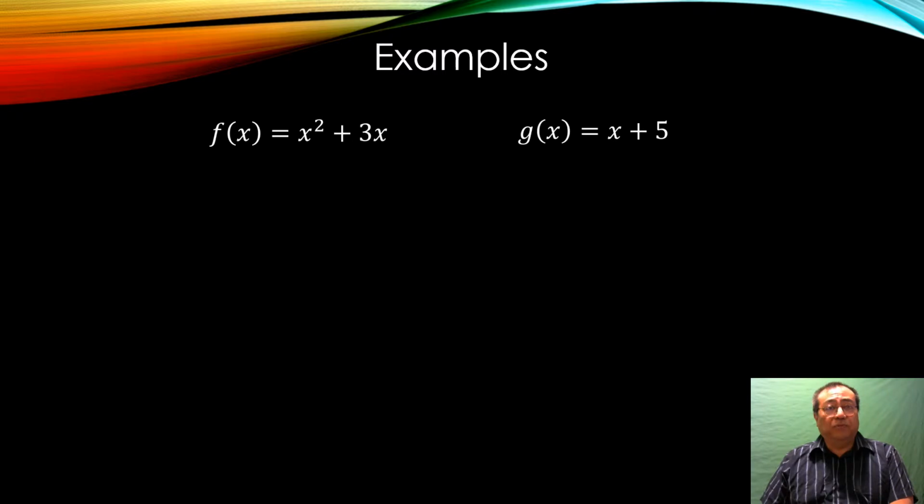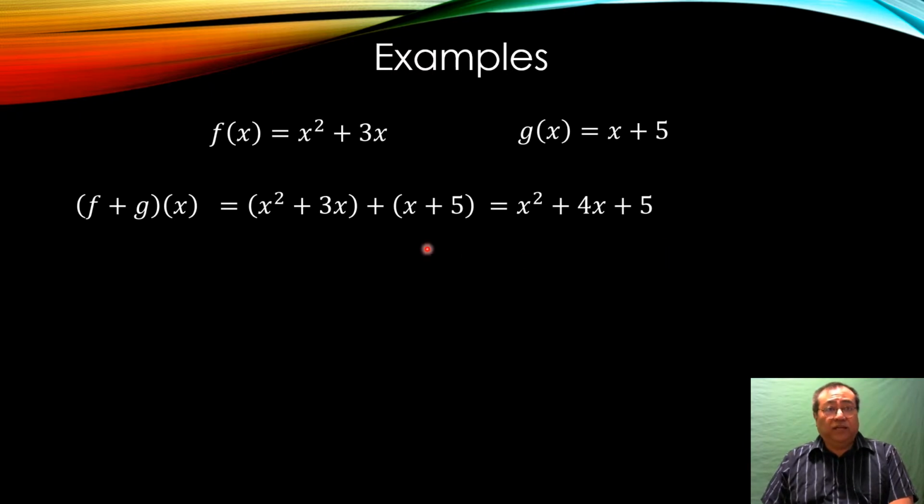Let's do some examples. So here are two functions, f and g. f of x is x squared plus 3x, and g of x is x plus 5. So f plus g of x. That means we're just going to add the two functions. So there's f of x, and there's g of x, and we're adding them. And you just get that, right? 3x plus x is the only two things that can really add. The rest just comes along for the adding.